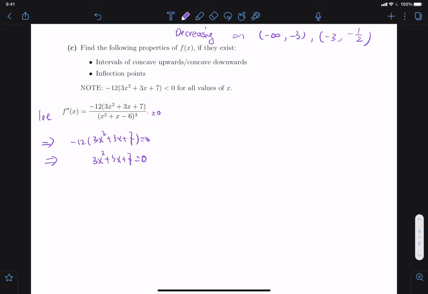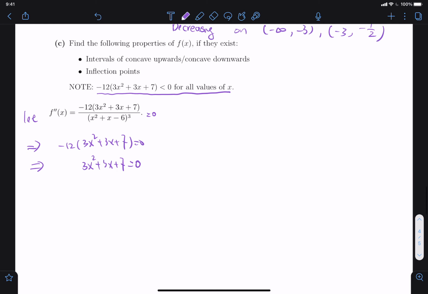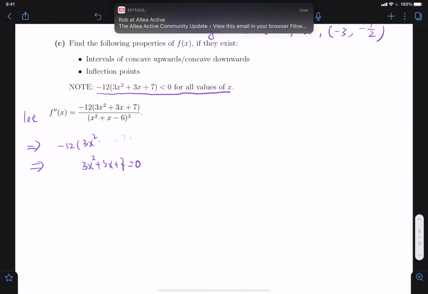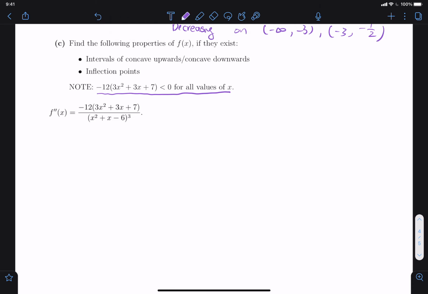But the note here says that this thing is going to be always less than 0, right? For all values of x. So that means our second derivative can never be 0. So we can't just use this method to solve it. Right? It's never 0. But we're still able to determine the sign of the second derivative by using the number line.